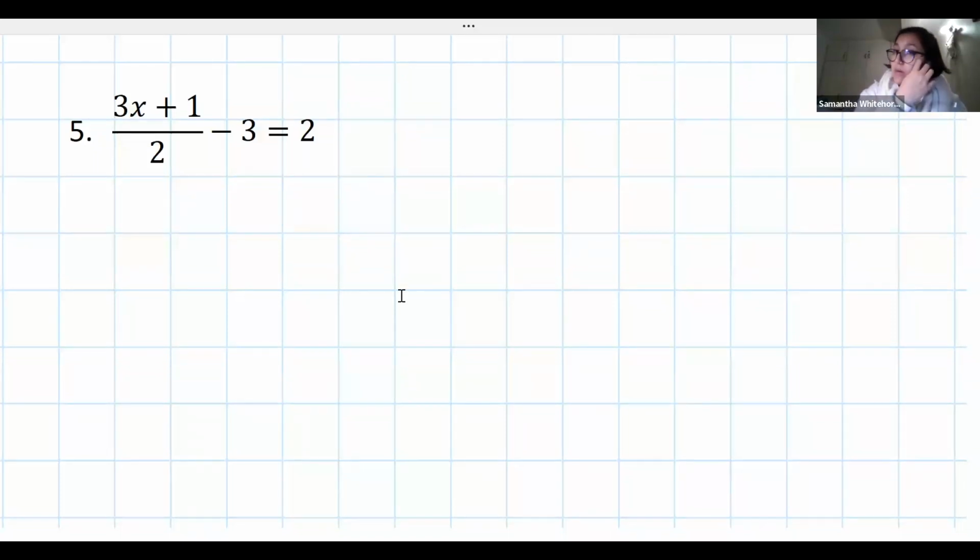And grade 8s, remember, you can check yourself. Substitute, make sure your answer or your left-hand side equals your right-hand side.